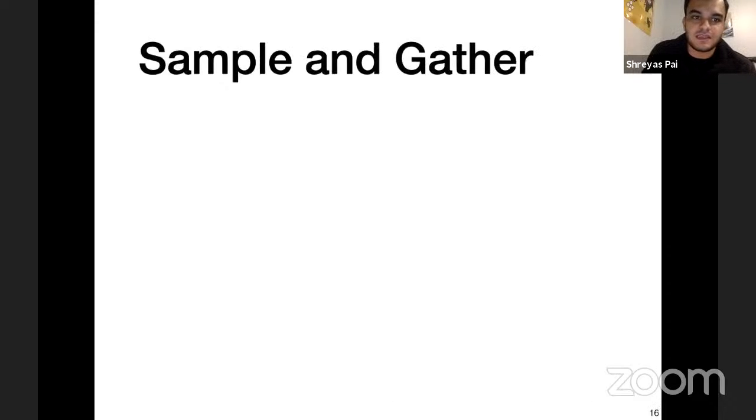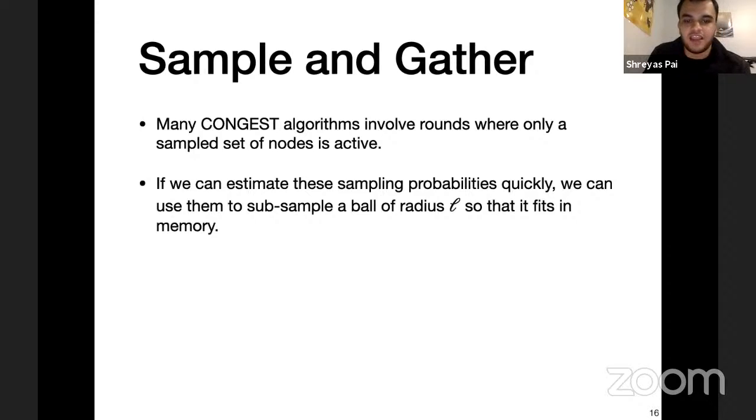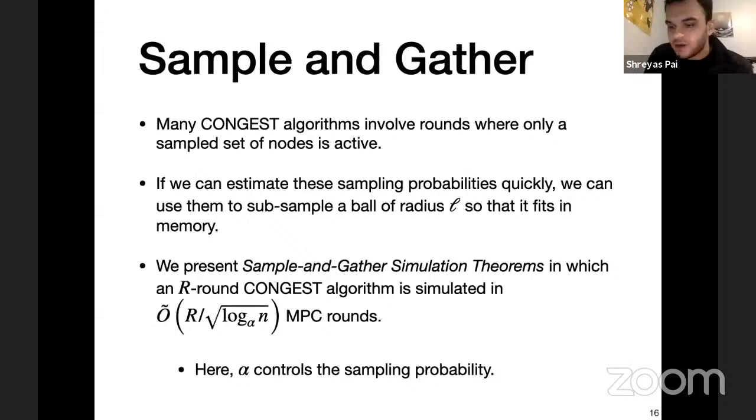So this leads us to these sample and gather simulation theorems, where we observe that many CONGEST algorithms involve rounds where only a sampled set of nodes is active. And if we can estimate these sampling probabilities quickly, we can use them to subsample a ball of radius L so that it fits into memory. This allows us to get simulation theorems where we simulate an R round CONGEST algorithm in R over square root log n base alpha MPC rounds. And here this alpha controls the sampling probability.